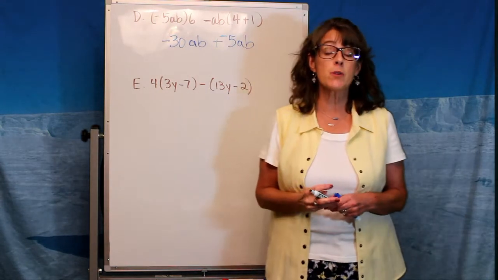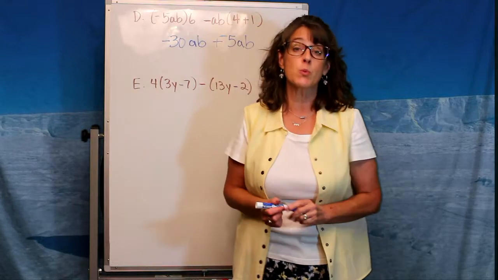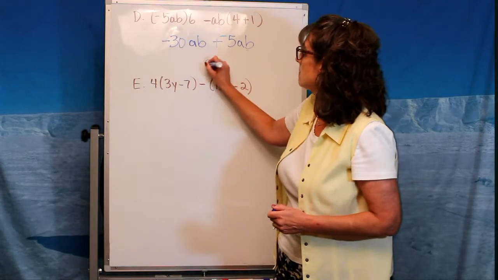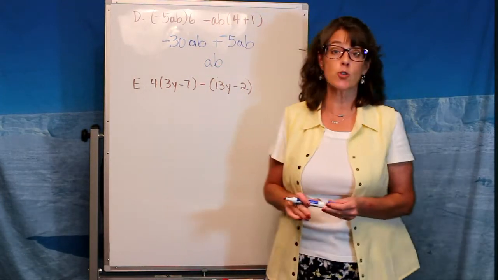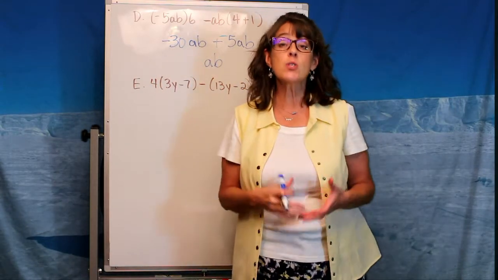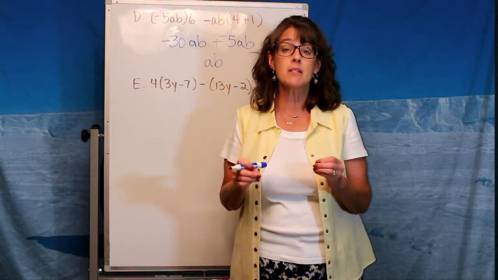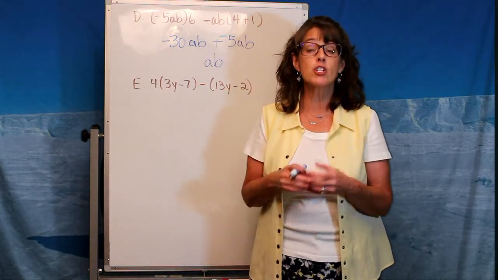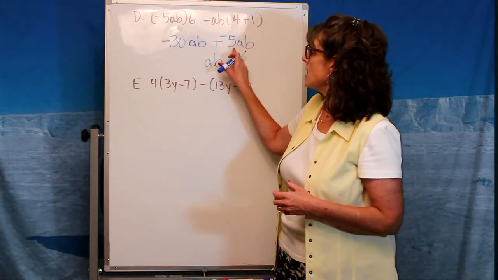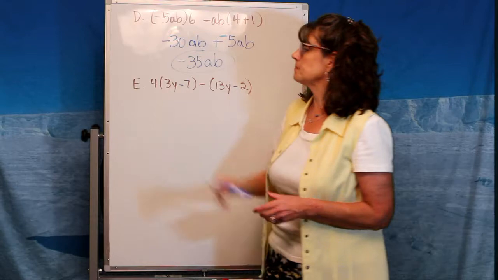And now I'm going to combine up those like terms, keeping what's making them alike. The variables are what's making them alike. So I'm going to keep that AB, and I'm simply going to work those coefficients. A negative 30 plus a negative 5. Well, since those signs are the same, I'm not talking even and odd here. Same signs means I'm going to combine the digits and keep the sign. So 30 and 5 will give me a 35, and I'm going to keep that sign.